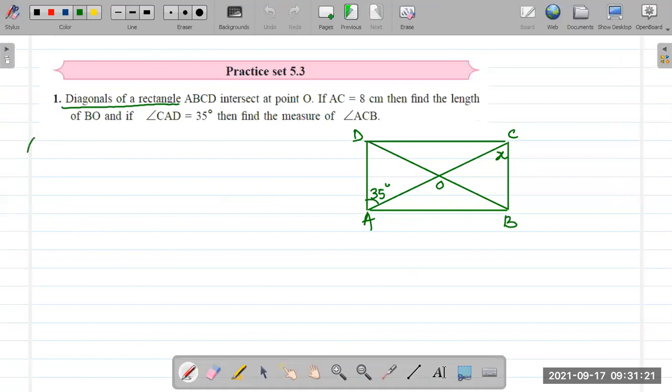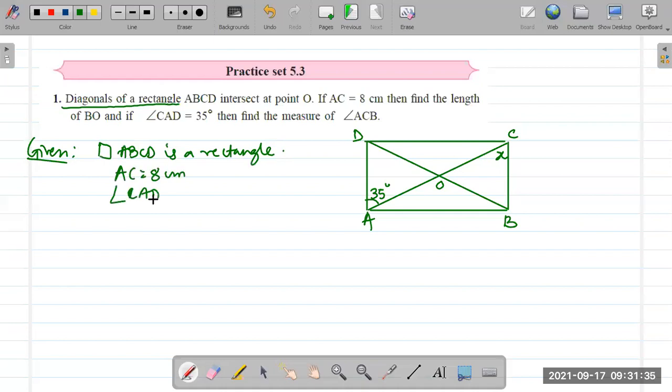Let's start with writing out what is given and what we are asked to prove. Given that the quadrilateral ABCD is a rectangle. And we are given that AC equals 8 centimeters, angle CAD equals 35 degrees. We are asked to find the measure of angle ACB and the length of BO.